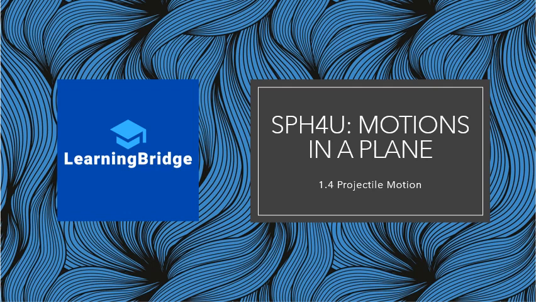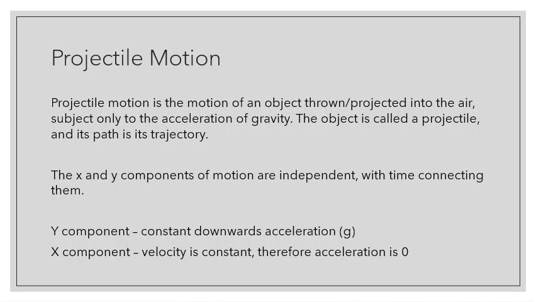1.4 Projectile motion. Projectile motion is a motion of an object thrown or projected into the air, subject only to the acceleration of gravity. This object is called a projectile and its path is called its trajectory. Note that the x and y components of motion are independent, with only time connecting them. So the y component has constant downward acceleration, which is g, or 9.8 meters per second squared, down. And for the x component, the velocity is constant, therefore acceleration is 0.